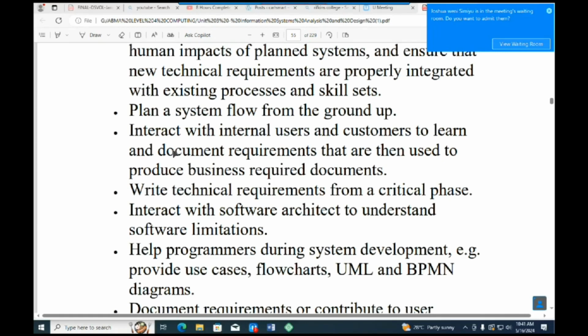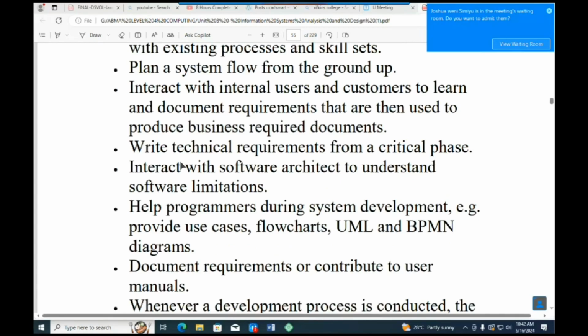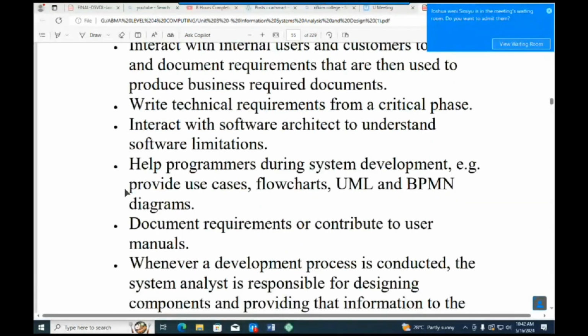So he has the role to actually interact with the users and the customers, to make sure that he learns and also documents the requirements that are actually used currently to produce the business required documents. Then he has the role to write the technical requirements from maybe a critical phase onwards. He has the role to interact with the software architect, the person who is actually going to build the software, so that he can understand what limitations are there in the software.